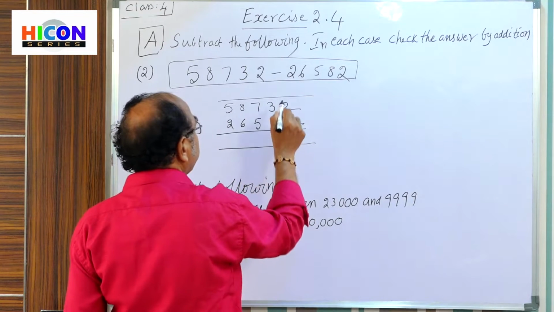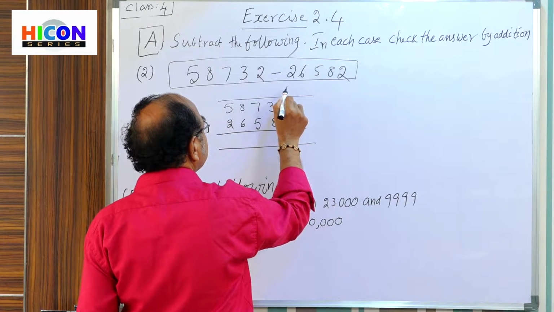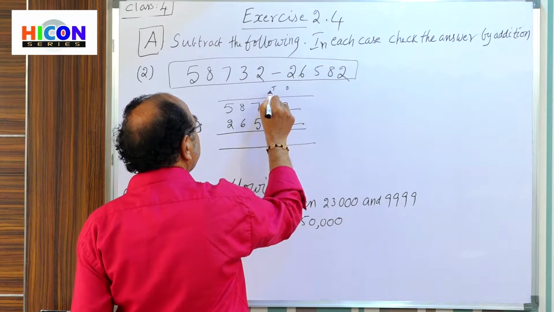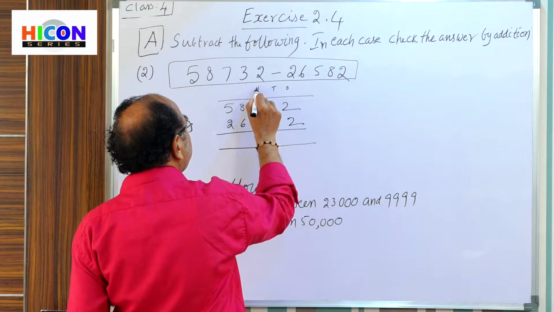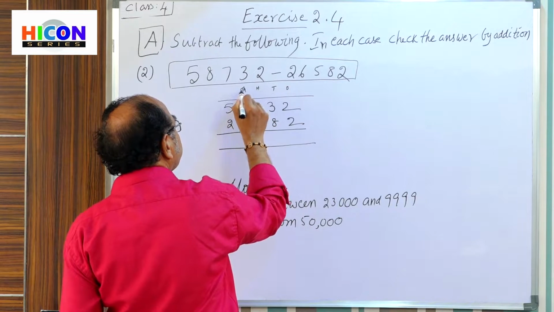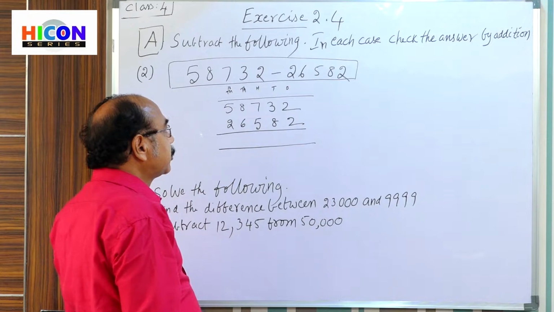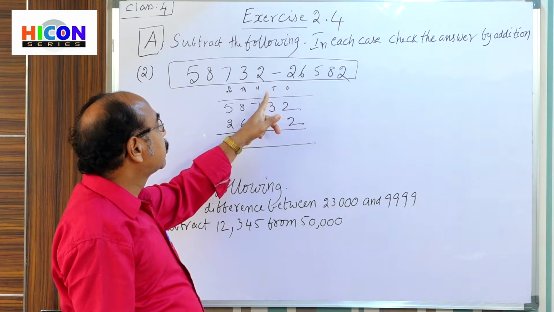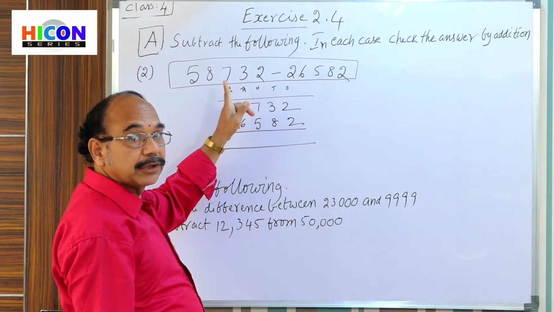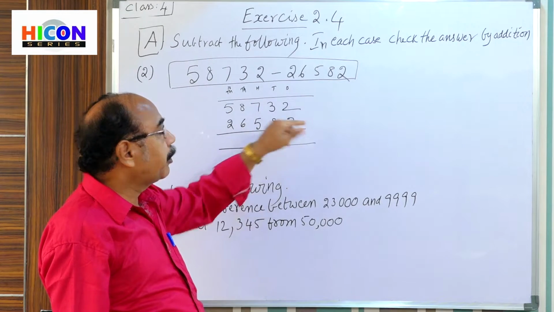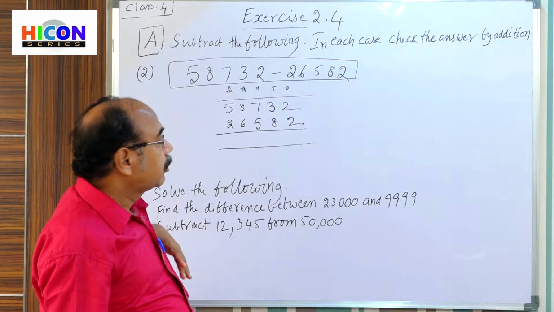What are the places here? Ones place, unit, that means home is ones place, tens place, hundreds place, thousands place, 10,000s place. Ones, tens, hundreds, thousands, 10,000s. This is the bigger number. This is the smaller.